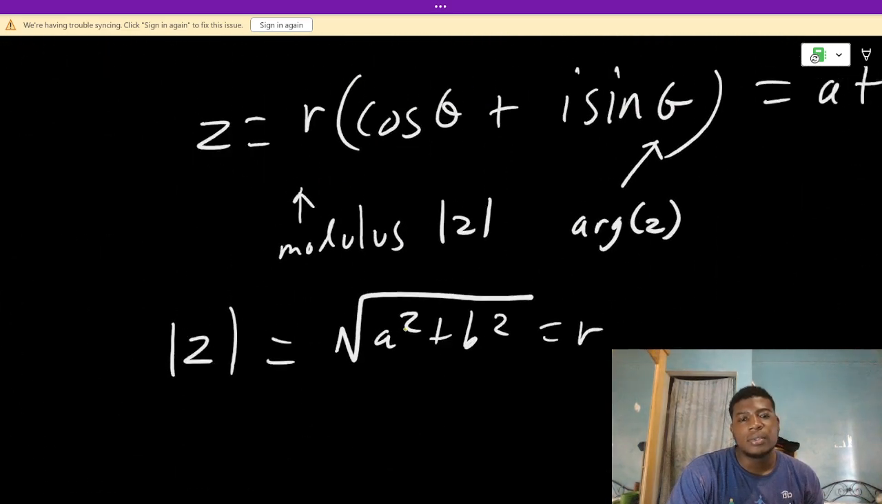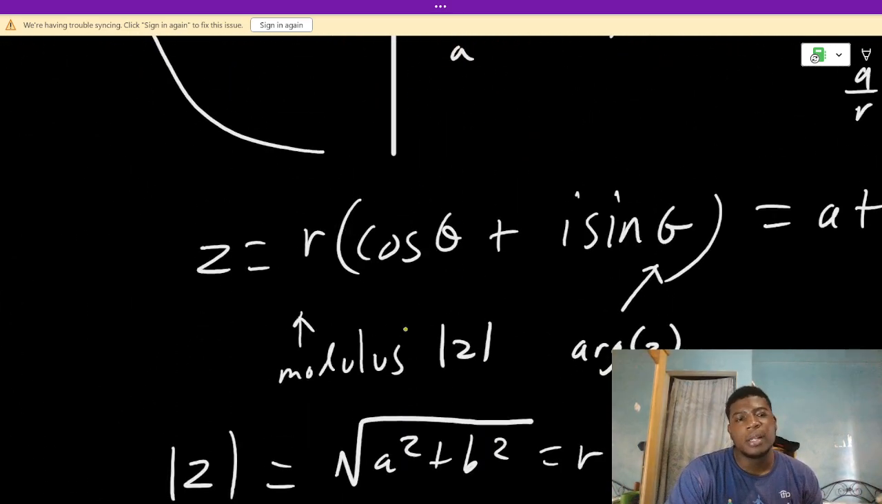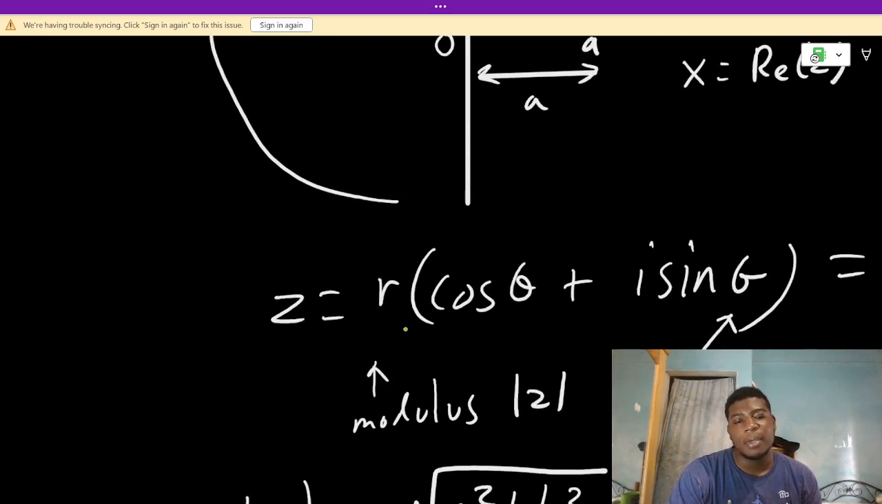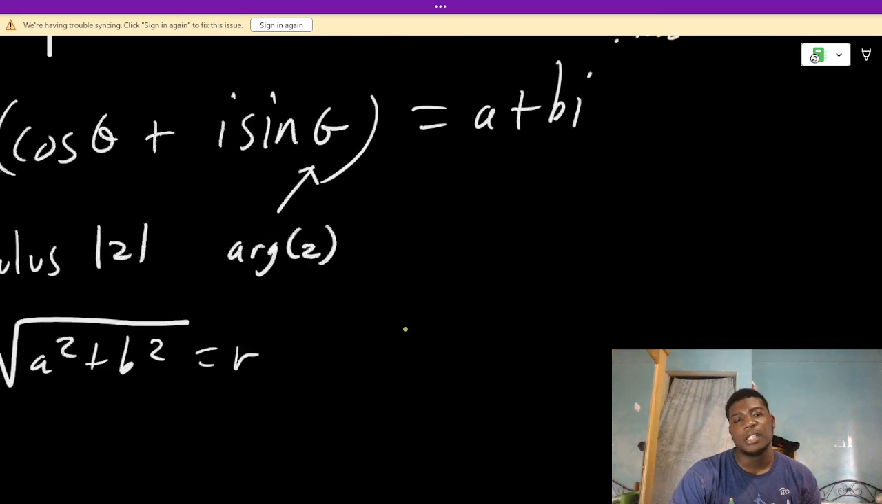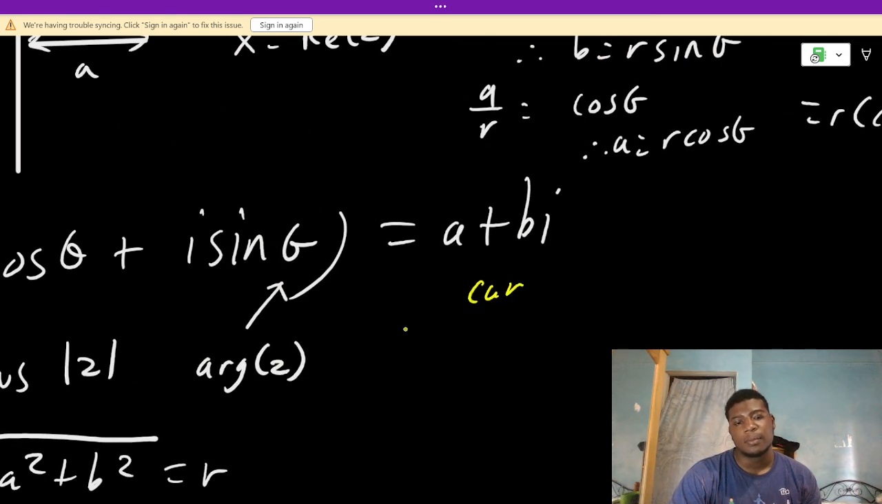Now, that is cool and all, but the point of using the polar form is because of its advantages over the Cartesian form. I should have mentioned that.